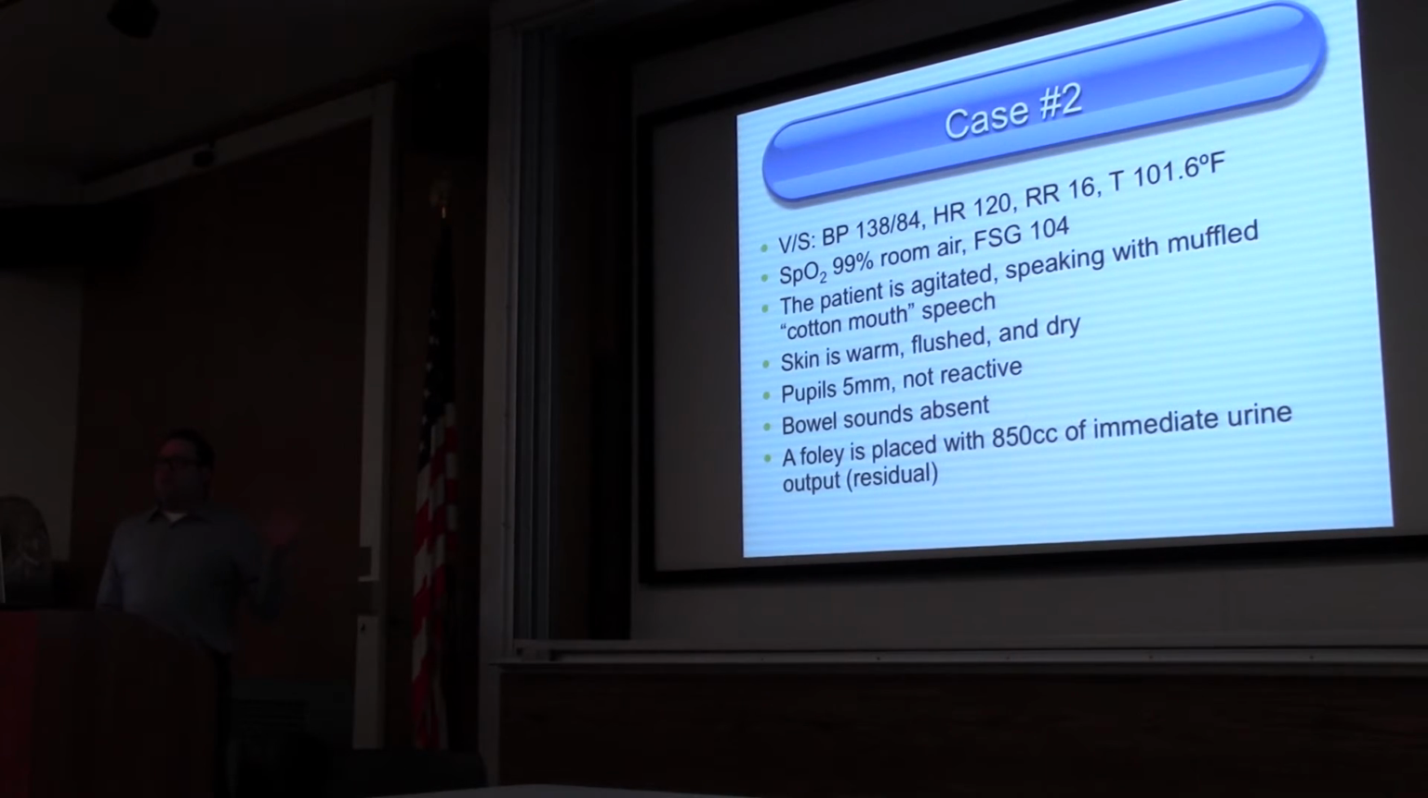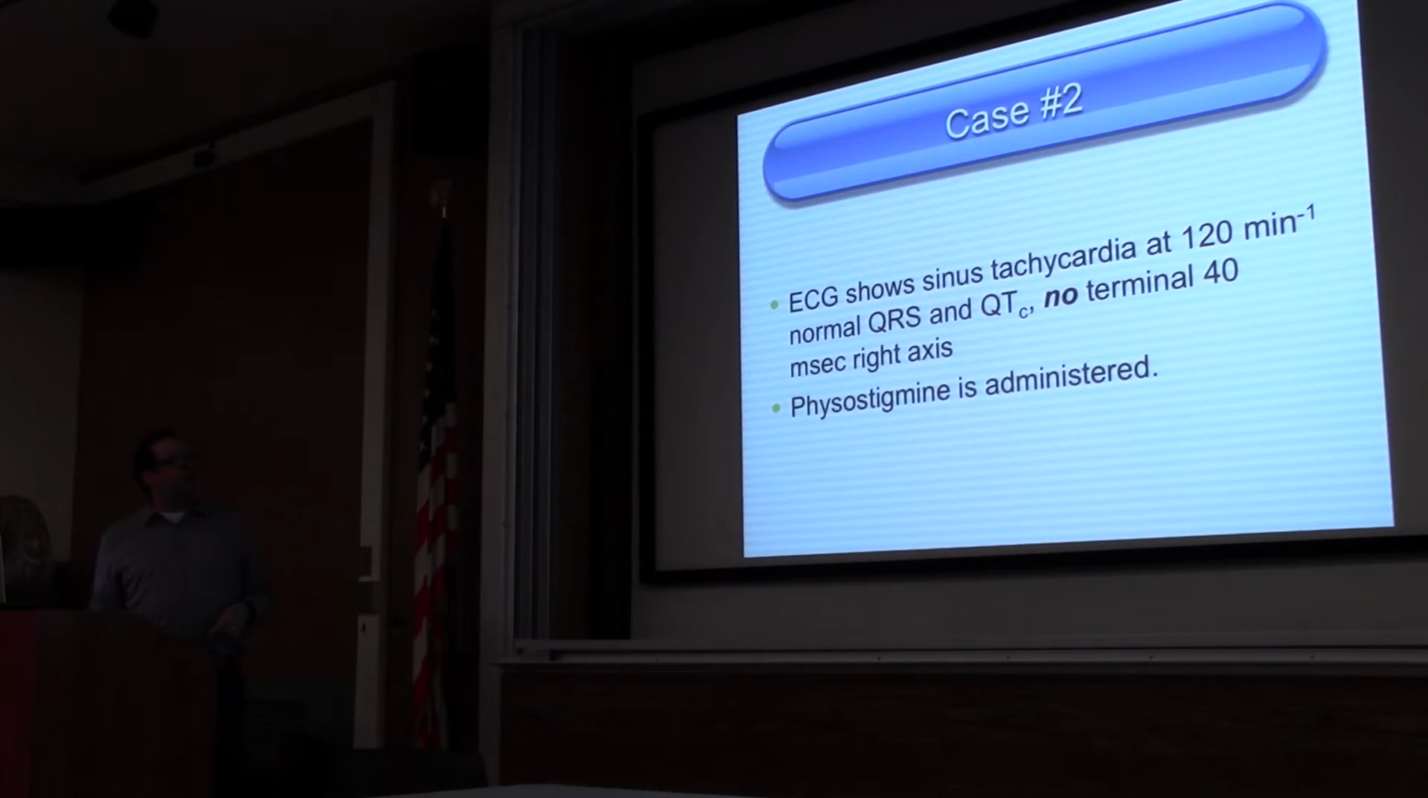Her skin is warm, flushed, and dry. Her pupils are large and not reactive. And she has no bowel sounds. Somebody puts a Foley catheter in, and there's almost a liter of urine in the bladder. Okay, anticholinergic. Someone said tricyclic, and I'm going to address that now. The EKG shows sinus tachycardia at 120, and normal QRS and QT, and no terminal 40 milliseconds right axis. So not tricyclic. But it is actually the appropriate first concern.